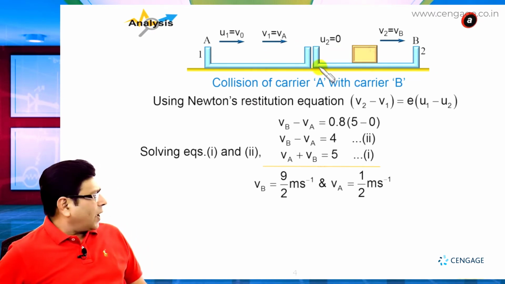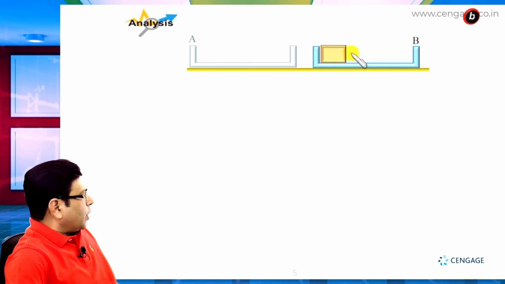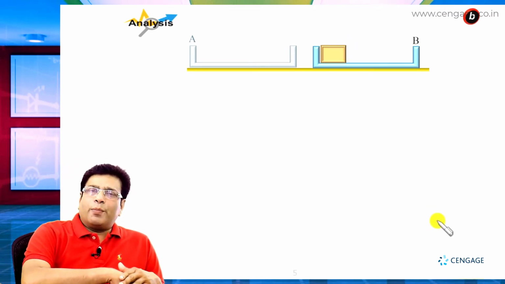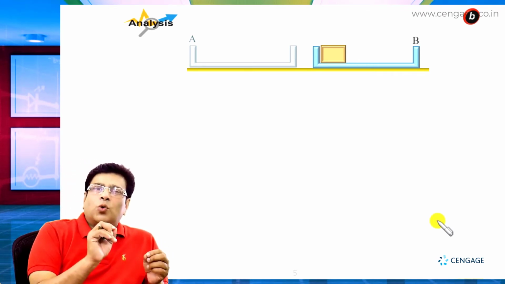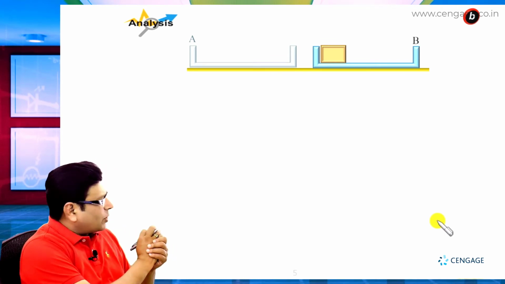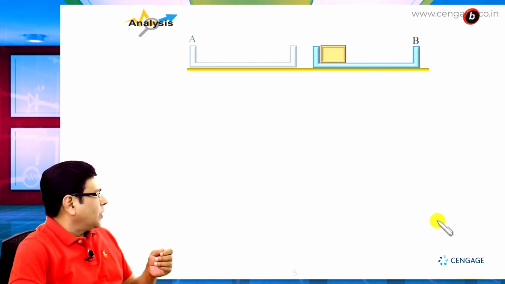Now let us move to the next part, that is the collision of this suitcase with the left wall. We know there is no friction between the wall of carrier B and the suitcase. That means what will happen? The suitcase will not slide with respect to the carrier. That means the velocity of the suitcase at the time of collision with respect to the ground will be 0.